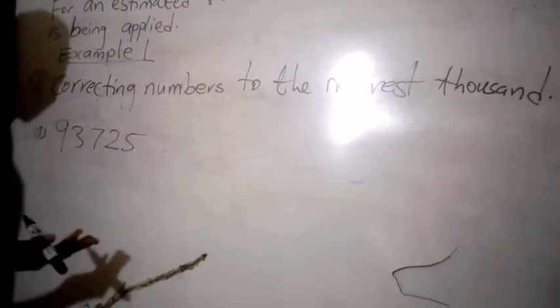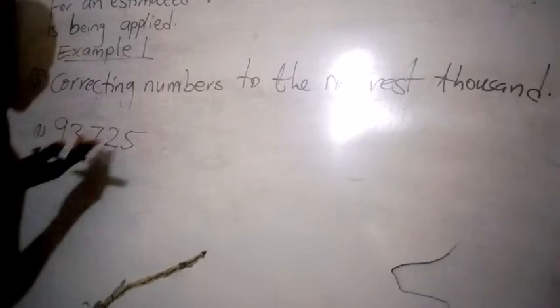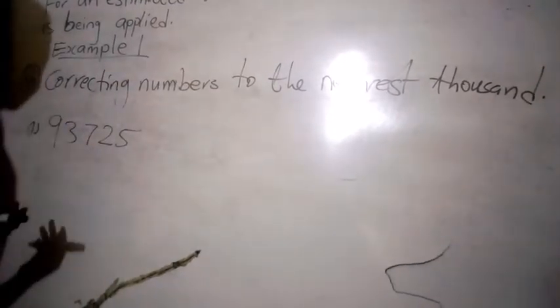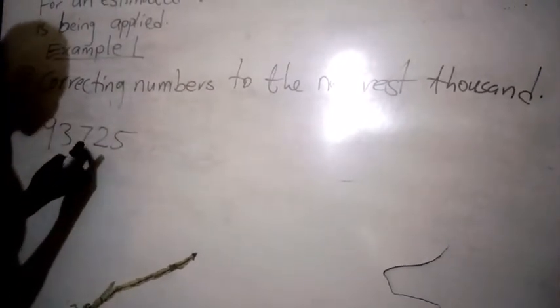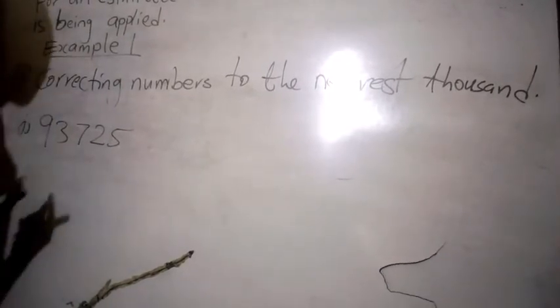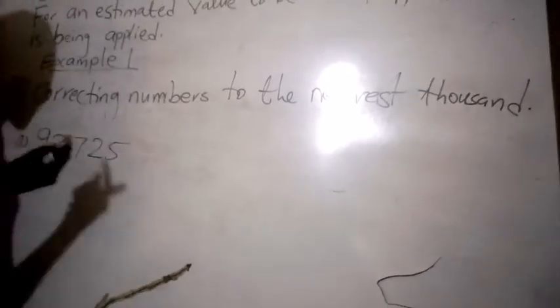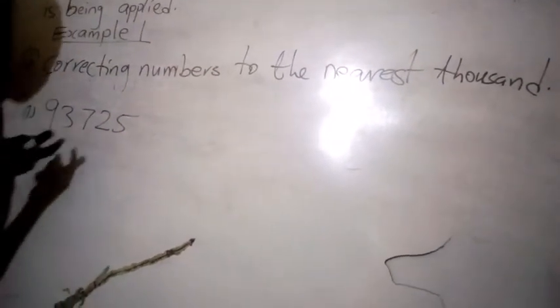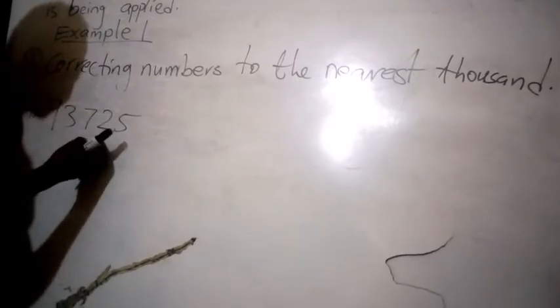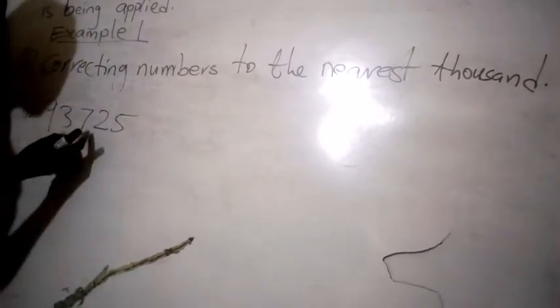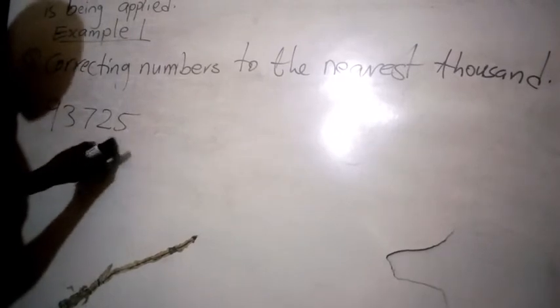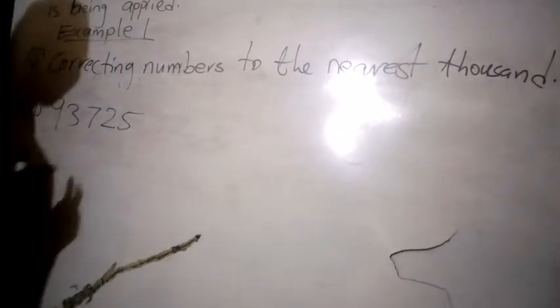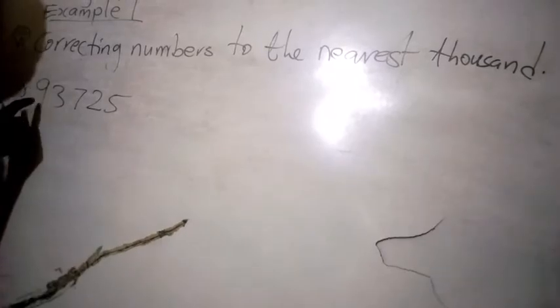Now, what I will just do is this. I'm to correct to the nearest 1,000. This is 725. What I will ask myself, what is the half of 1,000? A half of 1,000 is 500. And here I have a figure 725. So which means I'm going to round this figure up to 1,000. So 1,000 plus 93,000.